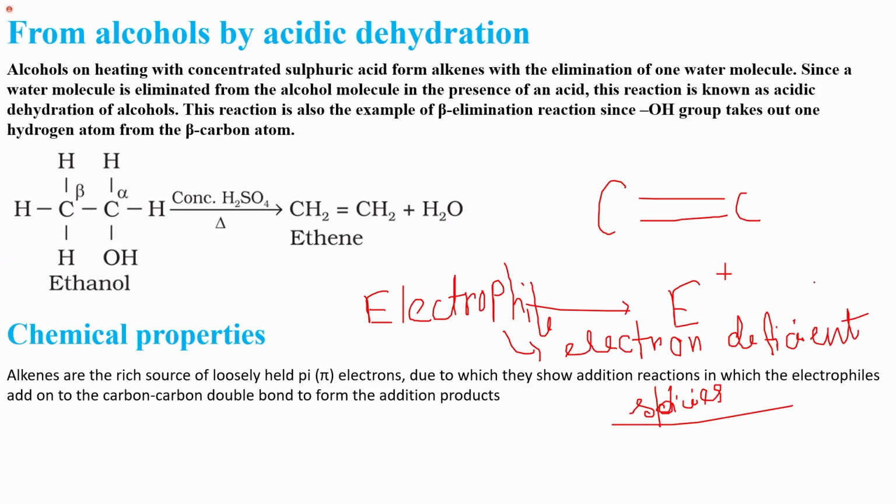So in the presence of an electrophile, what will happen? The electrophile, E plus, will come and attack, generating C plus and then C E. Because the electron density is loosely bound and electronically very rich in the alkene moiety, the electrophile can go and add onto the alkene system.